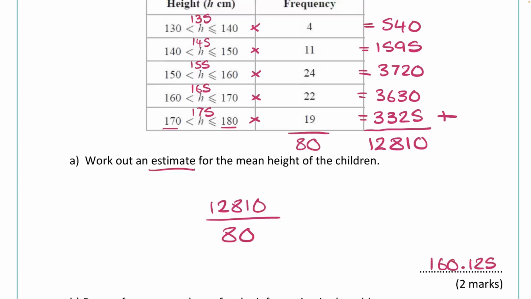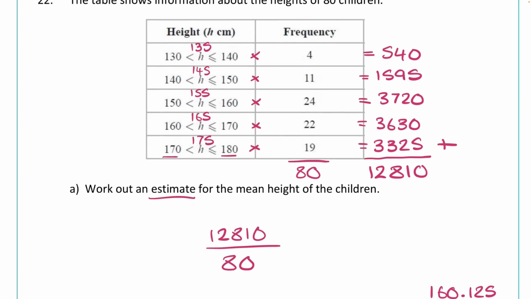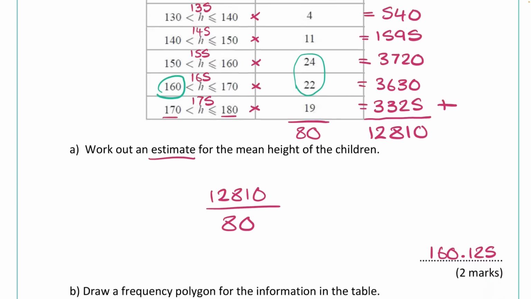So let's just imagine it's 160. Well, 160 makes sense because that is a number in the table, and it's quite a popular sort of number here, 24 and 22. 24 there is the modal number, or the modal class would be 150 to 160. So it would make sense that our average, or our mean average here, would be around about 160. So our answer makes sense.